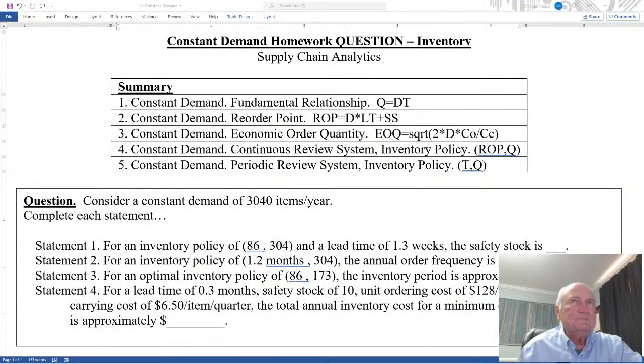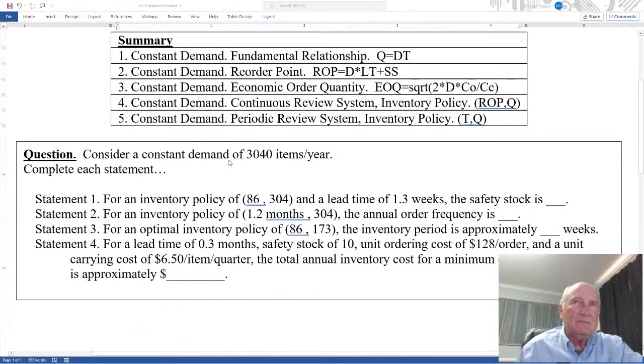In this problem, here we have a constant demand homework question, and here's the actual summary of the relationships. Consider a constant demand of 3,040 items per year. Complete each statement. Now the numbers may or may not be just like your homework. The numbers may be different, but the questions and the statements are the same. So complete each of these statements.